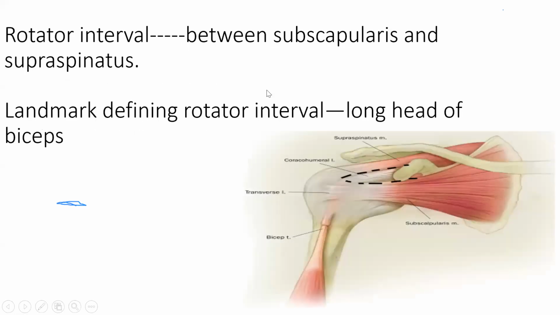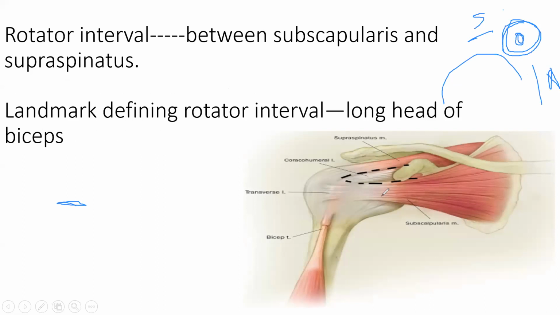So what is the rotator cuff? I already told you that this is your superior part and this is your anterior part. This interval is known as the rotator interval. All these four muscles comprise the rotator cuff. Between the anterior and the superior, this is known as the rotator interval. One tendon passes through it, and that is known as the biceps tendon.